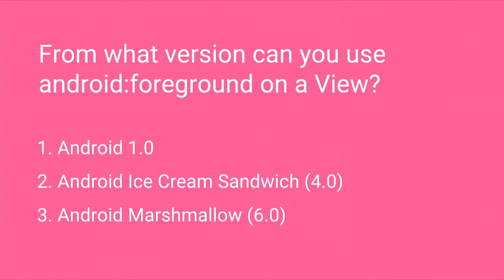In what version can you use android:foreground on a View? Is it Android 1.0? Oh, we've got a few. ICS? A few again. How about Marshmallow? So this is my trick question. You can actually use foreground in FrameLayout from API 1, but we only moved it up to View in Marshmallow, so that's why it's a trick. Anyway, hope you're awake now.